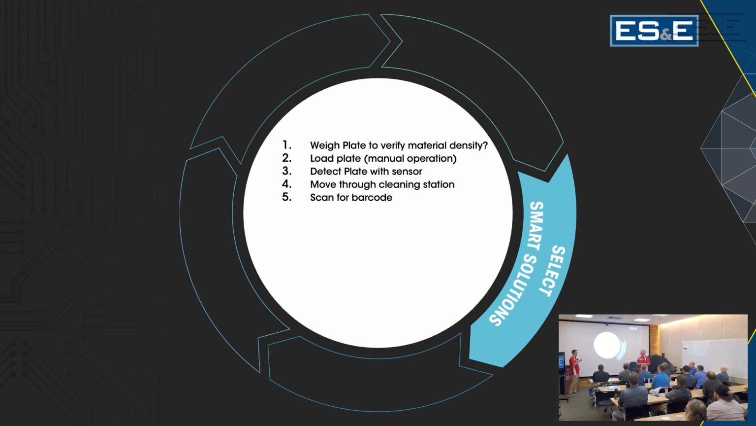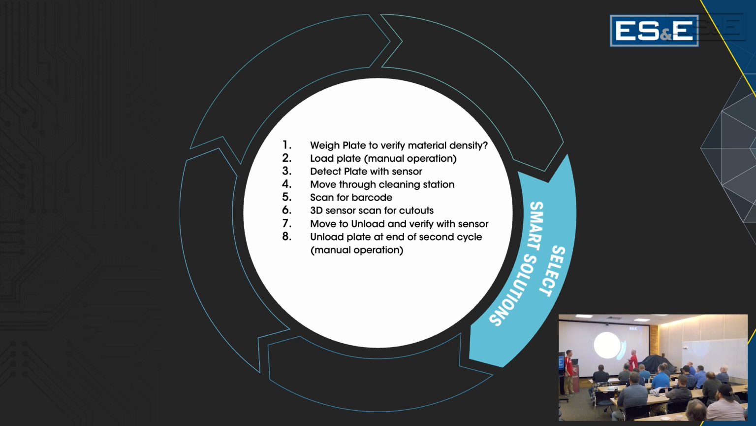So after you read your barcode, the next step will be to verify that the cutouts are there. This will be done by our 3D sensor. This also will send that information back to your control system. Last thing, it will move to the end. If it's made it all the way to the end, we know that it's passed. Our last photo sensor will verify the plate is there. Once the plate's there, the operator will take the plate off. If it's made it all the way to the end, then we know it's a good plate. You can put it in your good stack and send it out the door.